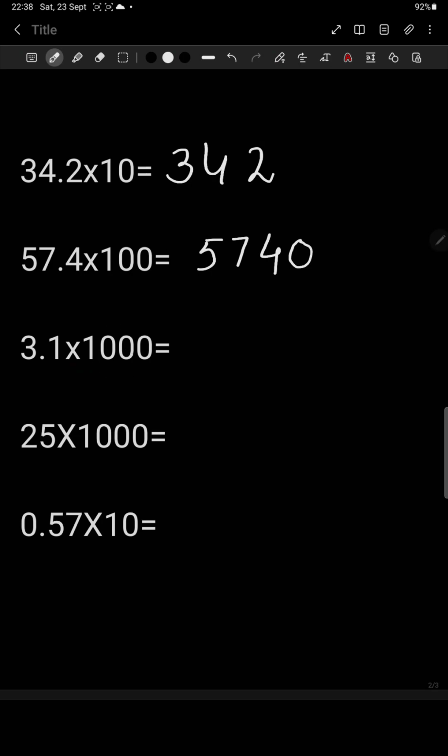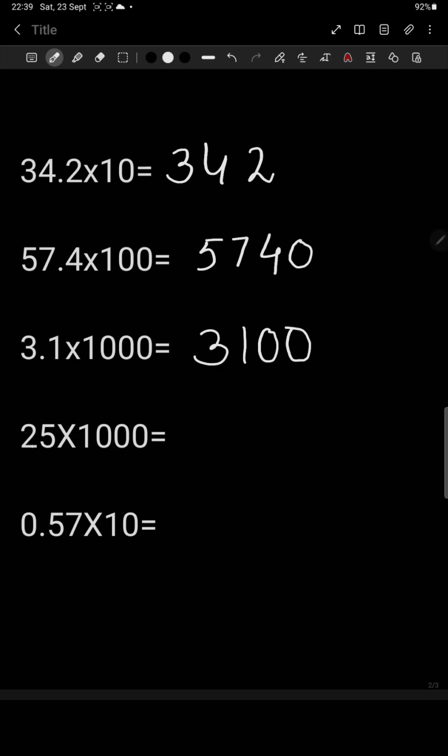Next, for example, 3.1 multiplied by 1000. 1000 has 3 zeros, so our decimal should move 3 places towards the right side. But after the decimal again we have only one digit, so we need to complete our places. So we will put 2 zeros. The number will be 3100. How many places has the decimal moved? Yes, 3 places. One is the digit and the other 2 are the zeros we have placed. Our decimal is again at the end, which we are not going to place.